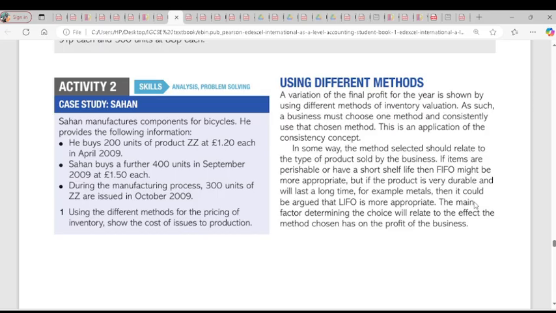That is FIFO. Then for LIFO, we only have last in, first out. The last in was 300 units at 1.5. So it's last in, first out: 300 units multiplied by 1.5, and that gives us 450. So FIFO is 390, LIFO is 450, and this is the working, using different methods.